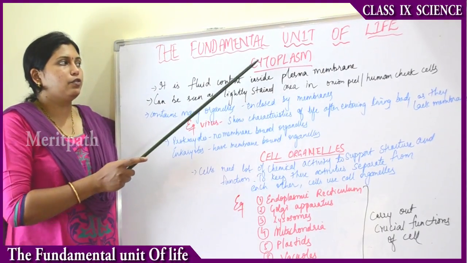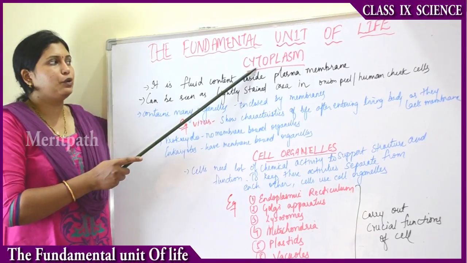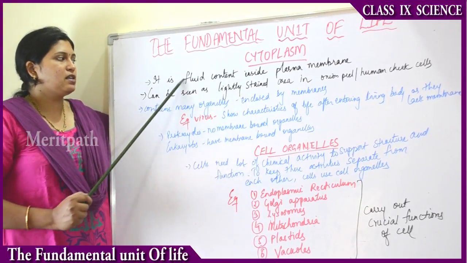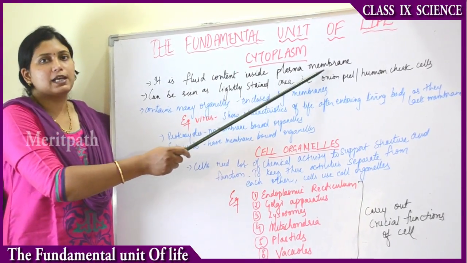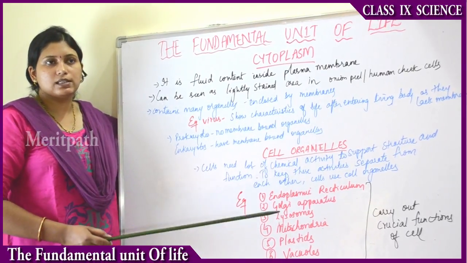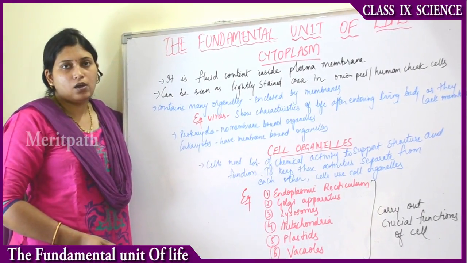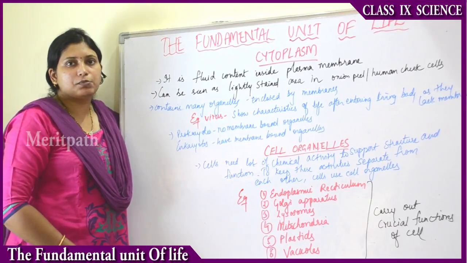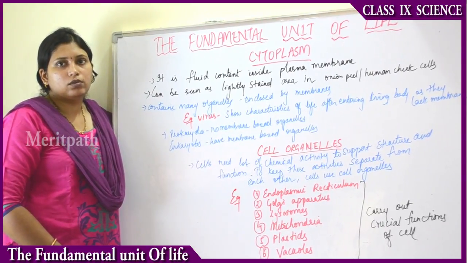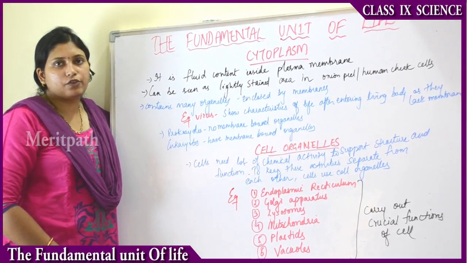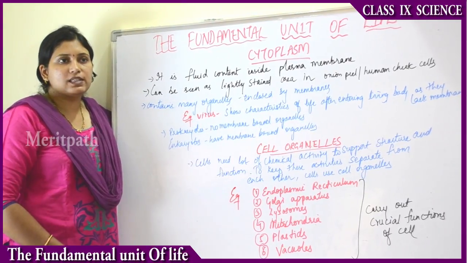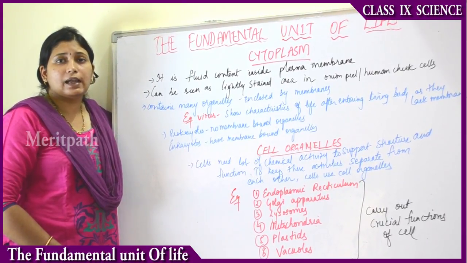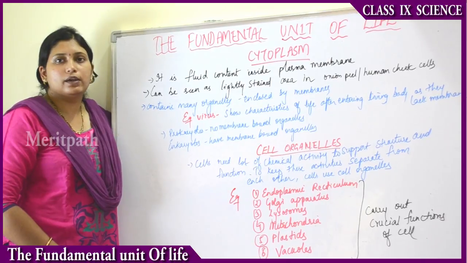So the last part of the cell we are going to deal with is cytoplasm. Cytoplasm is a fluid content inside the plasma membrane. When we stain any cell, like an onion peel cell or a scrape of the human cheek, with methylene blue, saffron or iodine, what we see under a microscope is a lightly stained area. That is the fluid content of the cell.